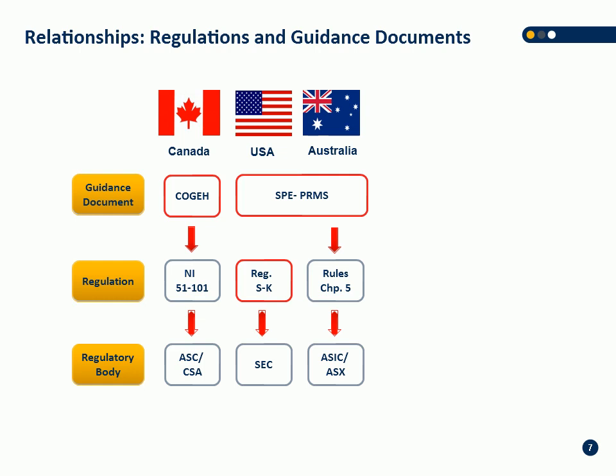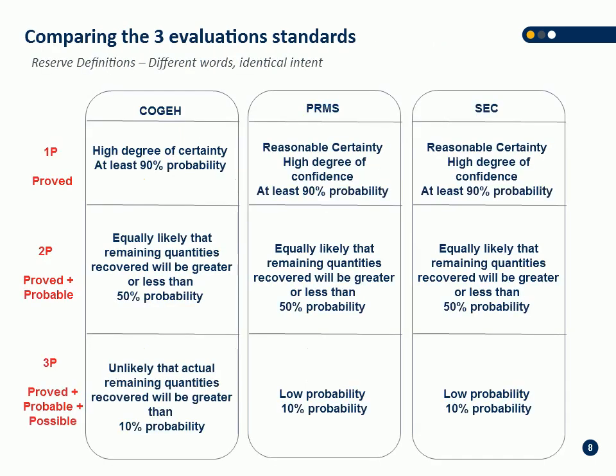And just to show a jurisdiction that does use the Chapter 5 regulatory information, that does specifically reference PRMS: Australia, they use PRMS for all their evaluation. We've seen this one before. It's talking about the words and verbiage used for 1P, 2P, 3P.